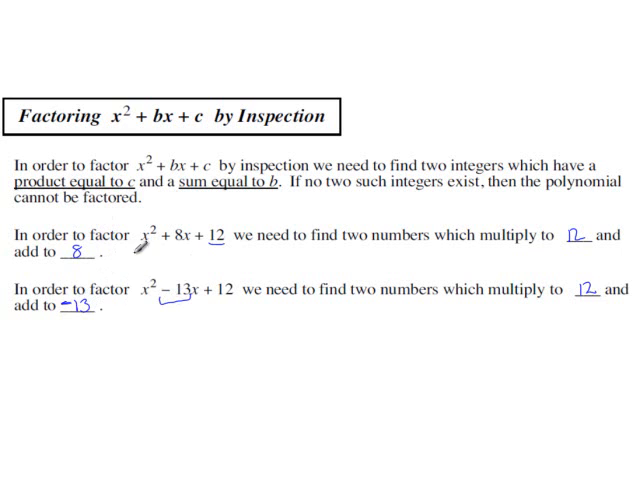Just a word of warning. This rule only works if your x squared coefficient has no number in front of it. So if it's just a plain x squared. If it was 3x squared or 17x squared, you couldn't use this rule.